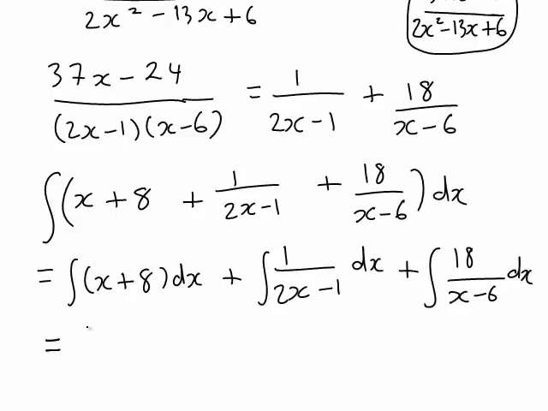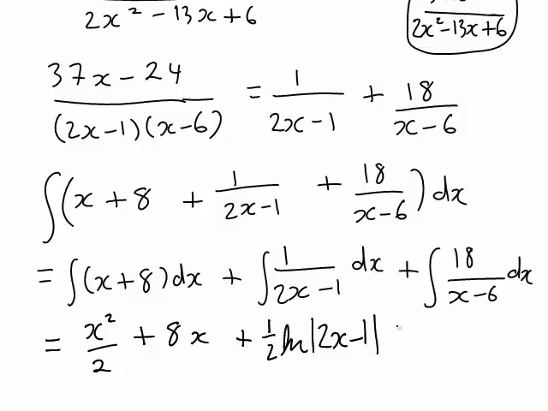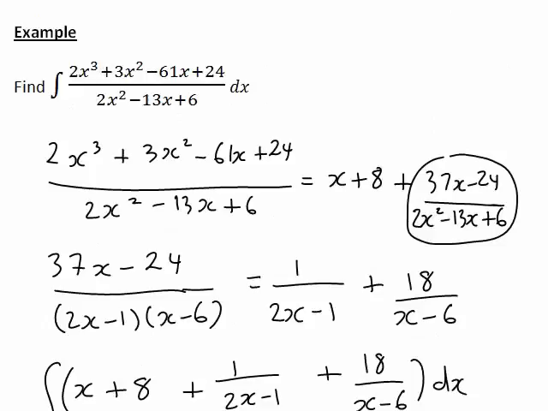X plus 8 will integrate to give x squared divided by 2 plus 8x. For 1 divided by (2x minus 1), integrating that by substitution with u equals 2x minus 1, we'll find that that becomes a half times the natural log of the absolute value of 2x minus 1. And similarly, 18 divided by (x minus 6), integrating that, it will become 18 times the natural log of the absolute value of x minus 6. And finally, all of this is plus a constant c. So that is the integral of the original expression that we started with.